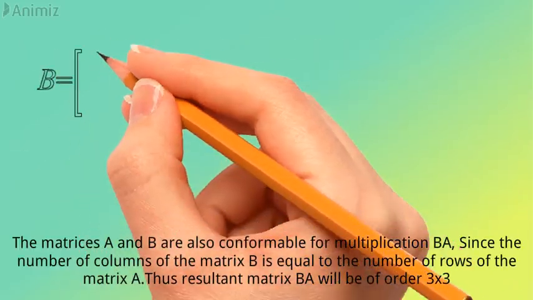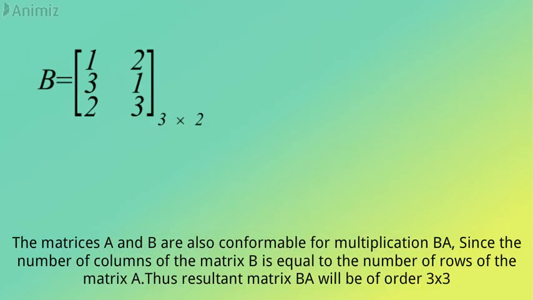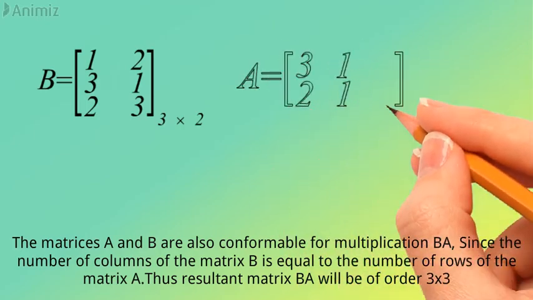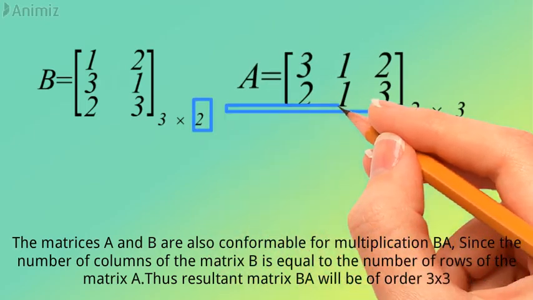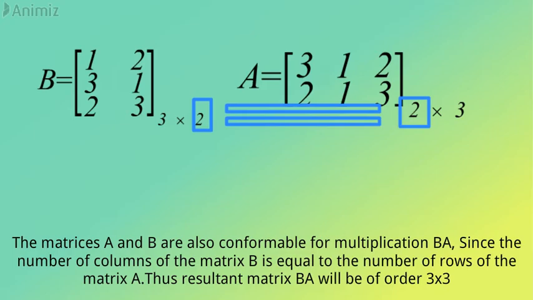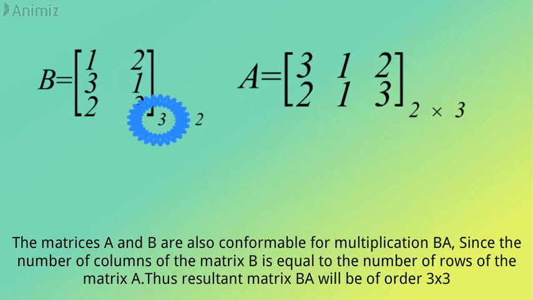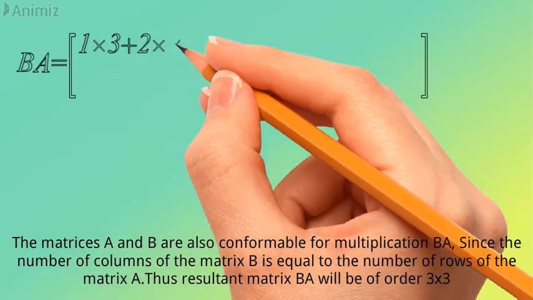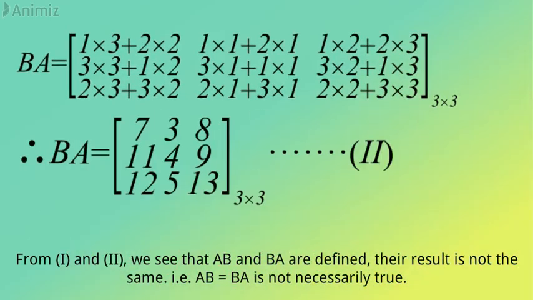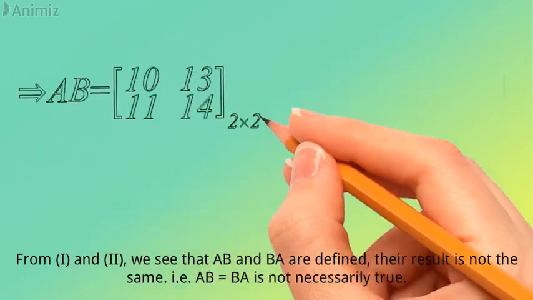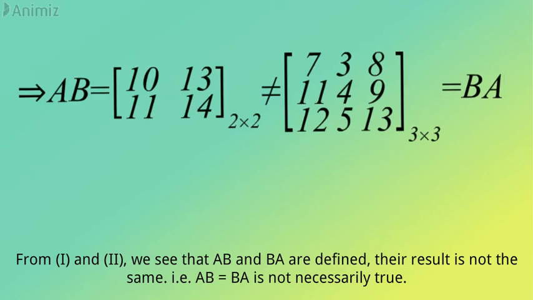The matrices A and B are also conformable for multiplication BA, since the number of columns of the matrix B is equal to the number of rows of the matrix A. Thus the resultant matrix BA will be of order 3 by 3. From 1 and 2 we see that AB and BA are defined, but their results are not the same. That is, AB = BA is not necessarily true.